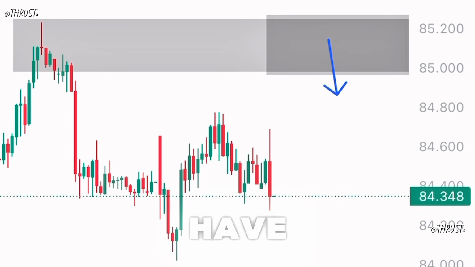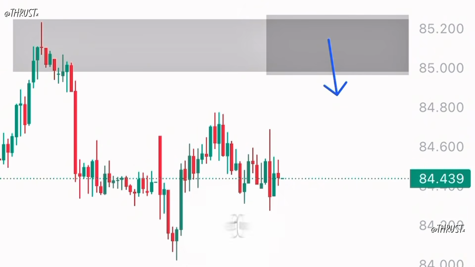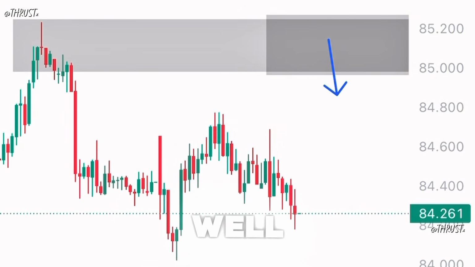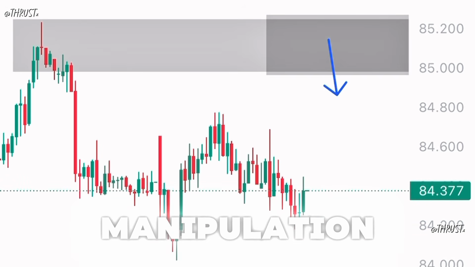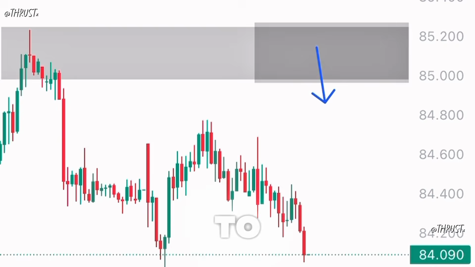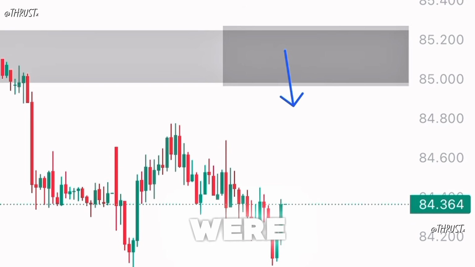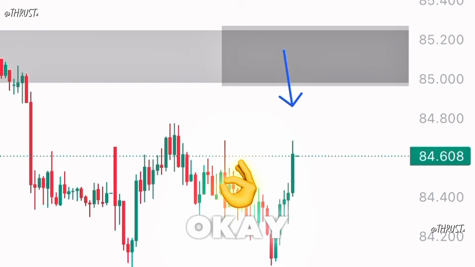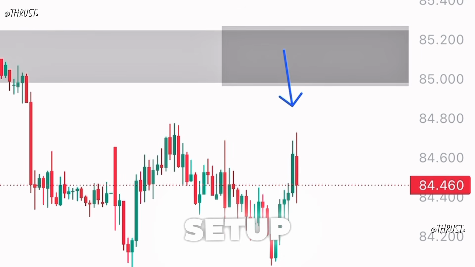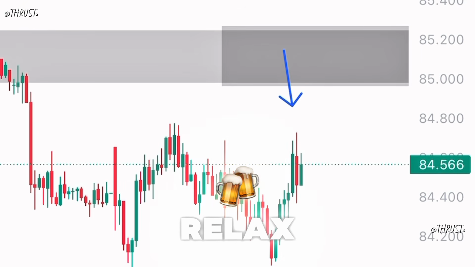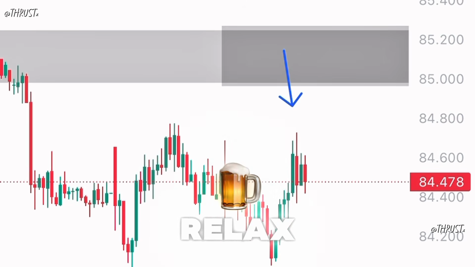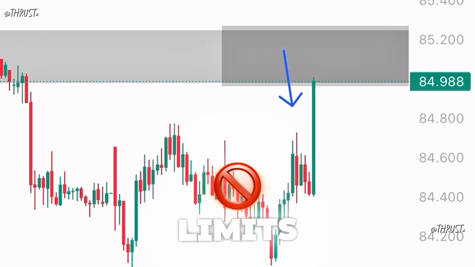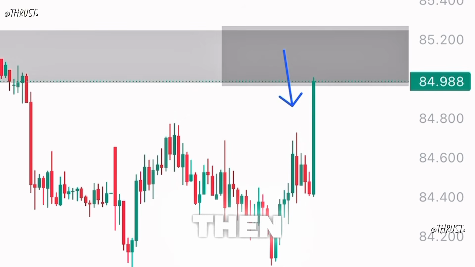Have you noticed that when price wants to go in a certain direction, it first goes the other direction? Well, that's like a market manipulation, where it goes to take the orders which were filled on the other trade, and then comes back to the other one, okay? So now that you've made your setup, just sit back and relax and wait for the sell limits to be taken. Once the price has been taken, then you have your scalp.